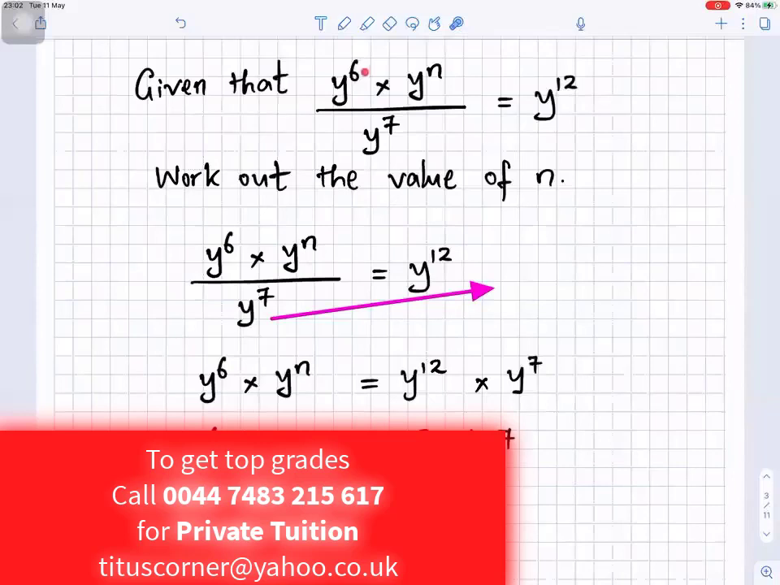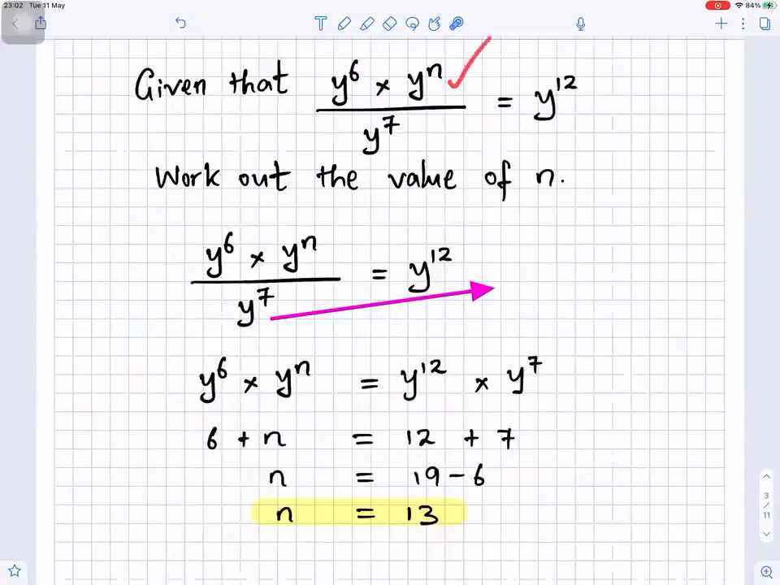Given that y to the power 6 times y to the power n over y to the power 7 equals y to the power 12, work out the value of n. So it's divide by y to the 7. We take it to the right-hand side. Divide becomes times, so it becomes times y to the 7. So y to the 6 times y to the n, and y to the 12 times y to the 7.